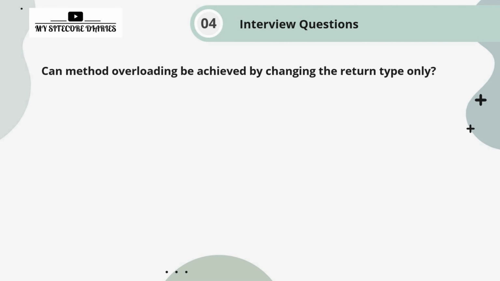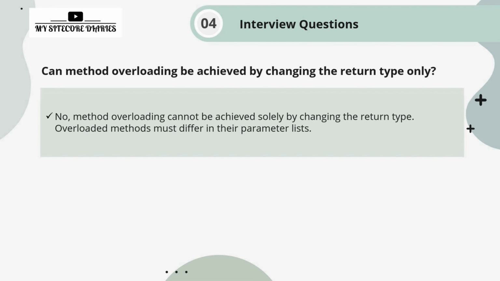Can method overloading be achieved by changing the return type only? No. As we have seen, it does not depend on return type. So no, you cannot do that. Method overloading cannot be achieved solely by changing the return type. It is not possible. Overloaded methods must differ in their parameter list. So it all depends upon the parameters, not on the return type.